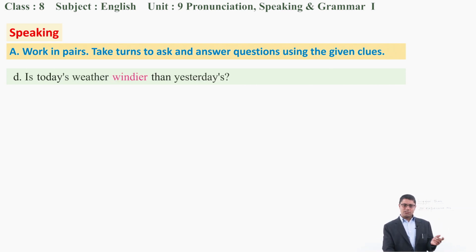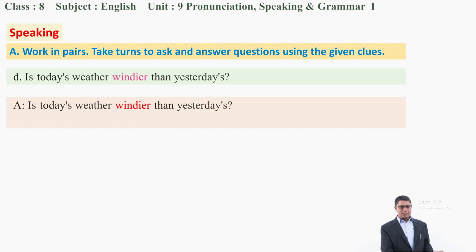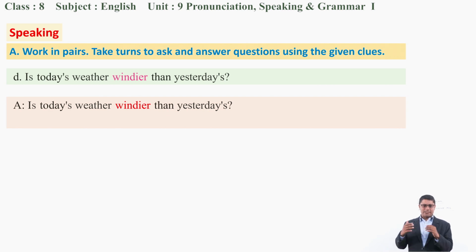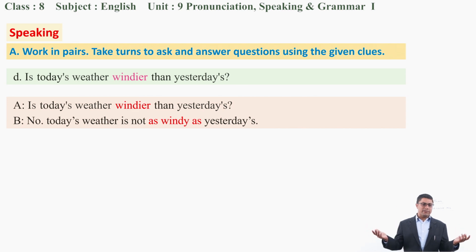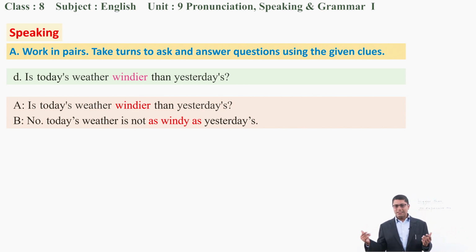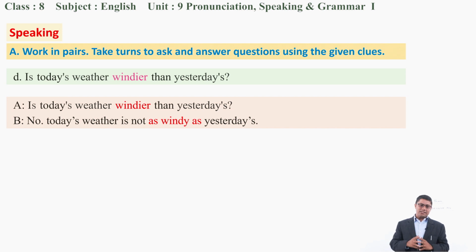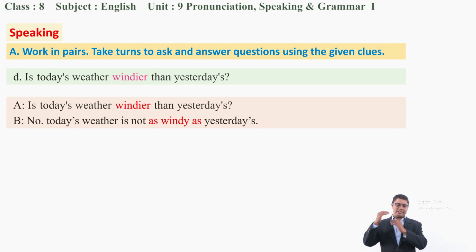Next, you see there, is today's weather windier than yesterday's? This is the question, and you'll ask the same question. Is today's weather windier than yesterday's? And what will be the reply? If it's windier, you will say, yes, it's windier than yesterday's. If it's not windier, you can say, no, it's not as windy as yesterday's. See there? No, today's weather is not as windy as yesterday's. But if it's windier, then you need to say, yes, today's weather is windier than yesterday's.